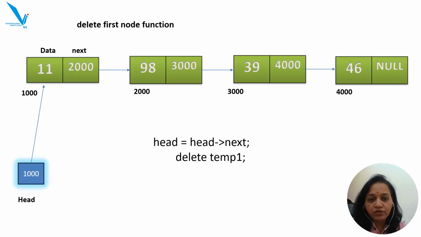So let us see this through some animation. Check it out. We have our list. This is my list: 11, 98, 39, 46. And head is pointing to the first node. The first node is at address 1000, the second is at 2000, the third node is at 3000, and the fourth node is at 4000.